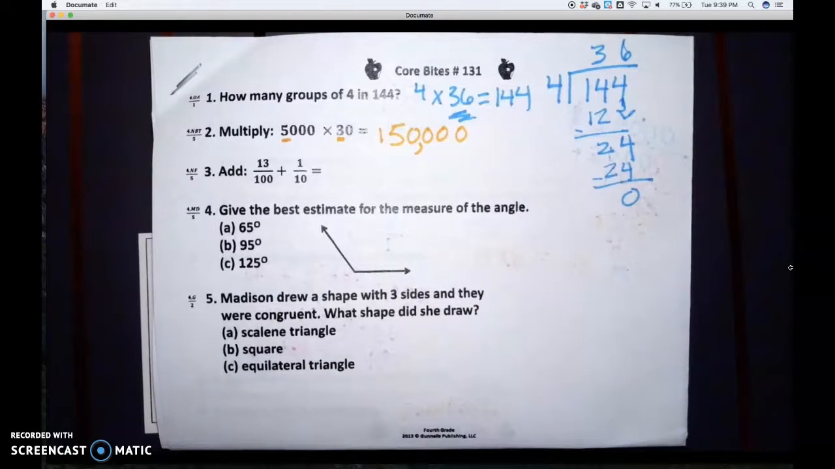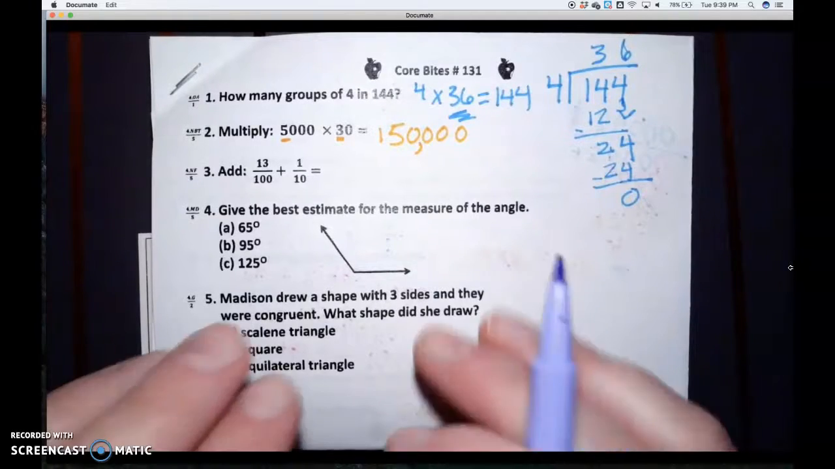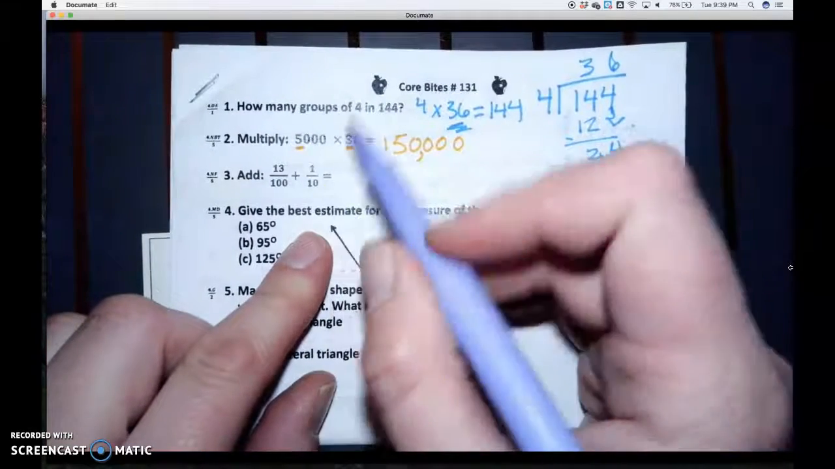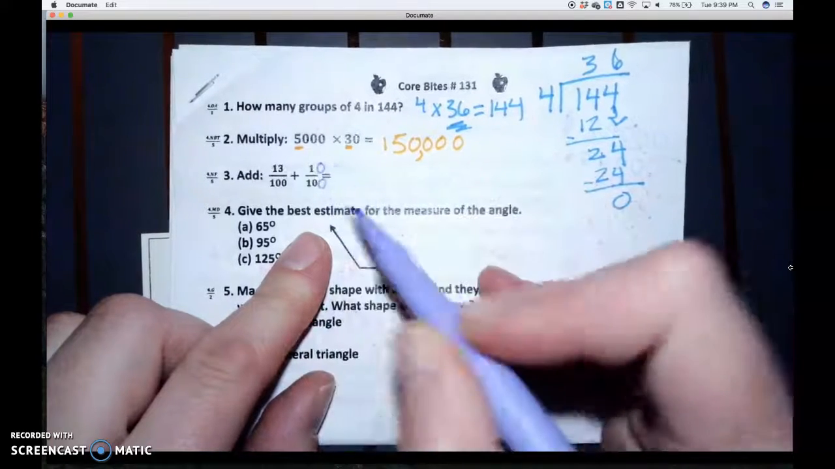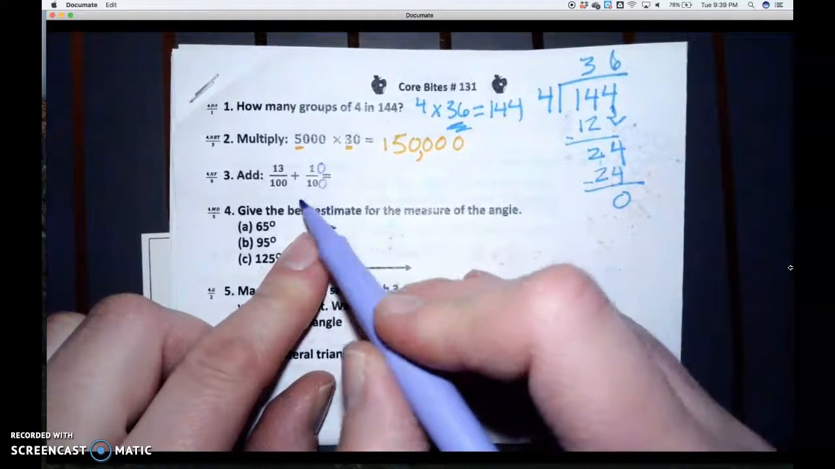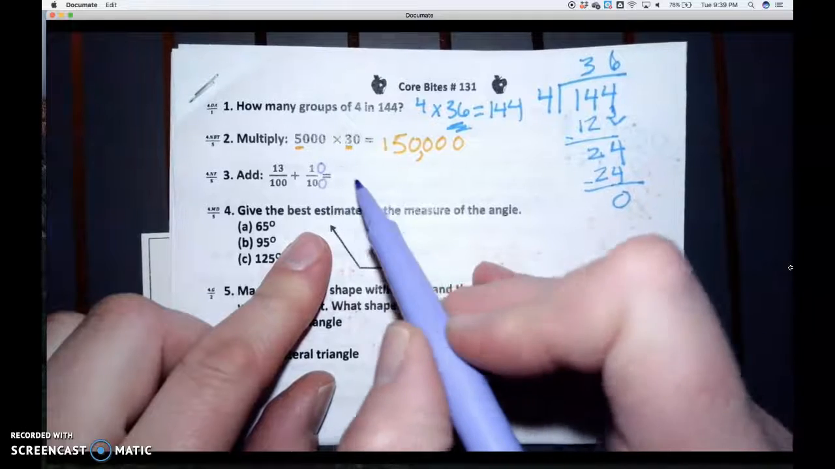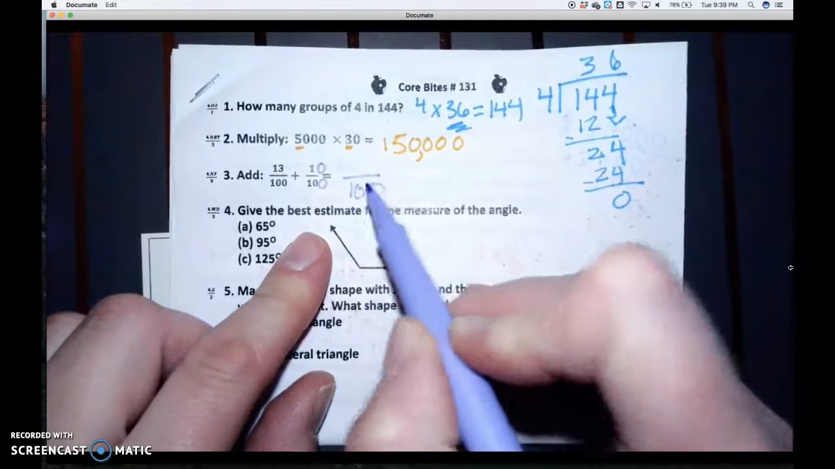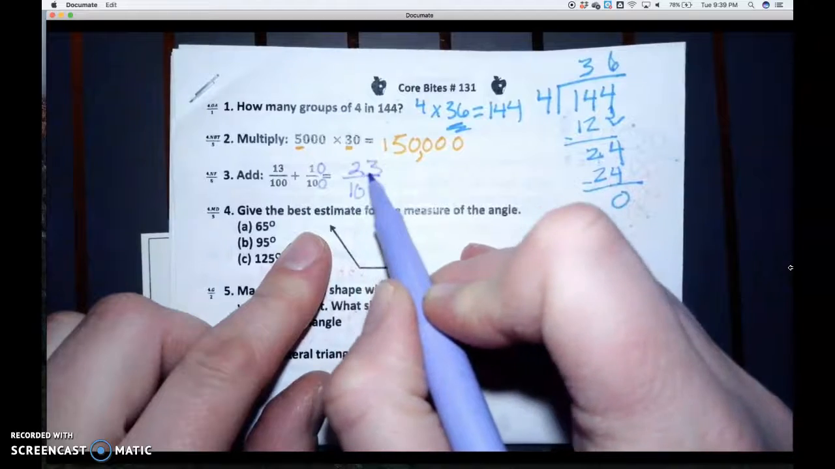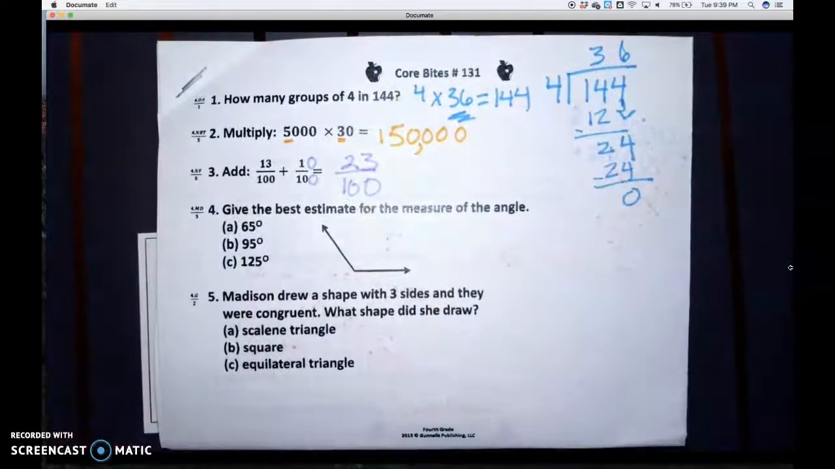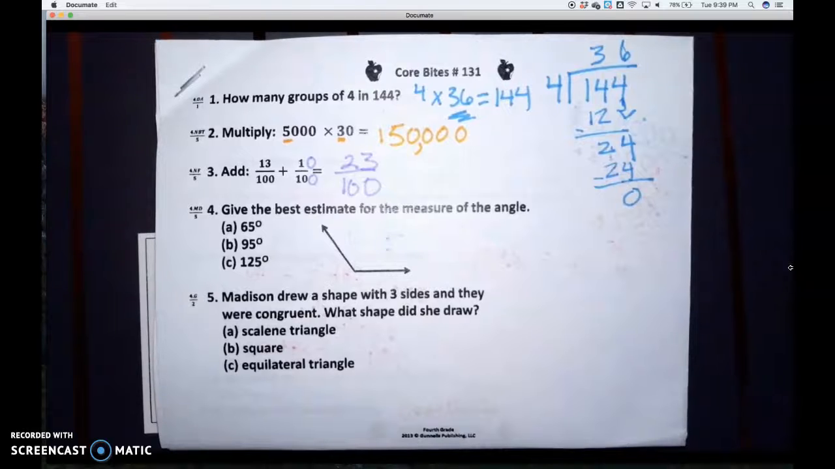For the next one, you're adding. But what you've got to remember is that they do not have the same denominator. To make them have the same denominator, you want it to be 100, so you're going to add a 0 to both of them, to make them equal. So your denominator is 100. 13 plus 10 would give you 23. That is as simplified as you can go because you cannot divide 23 and 100 by the same number.